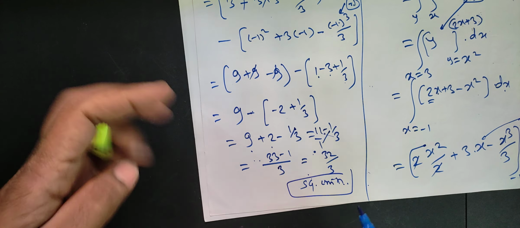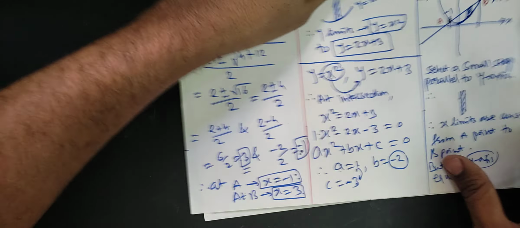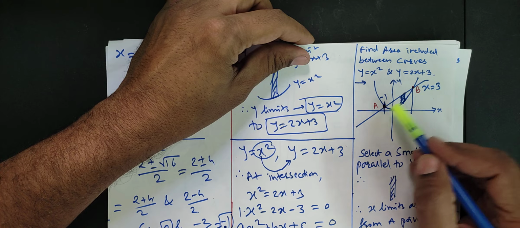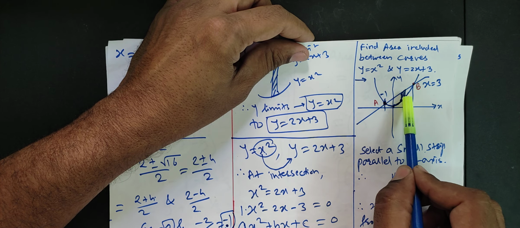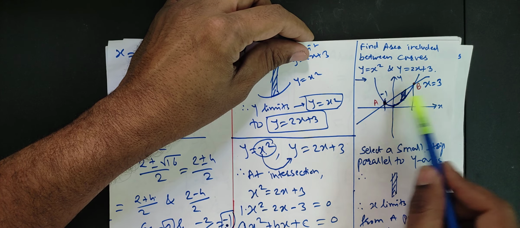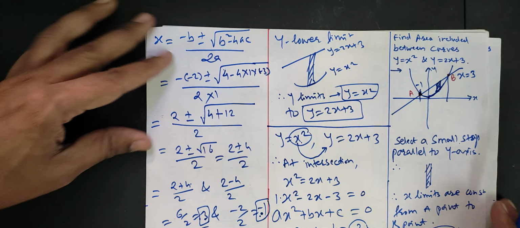It was a very easy example, and how to remember that? In simplified form, set out the limits a and b for x whenever considering a strip parallel to the y-axis. Constant limits are for x and y limits are lower to upper. Okay, thank you.